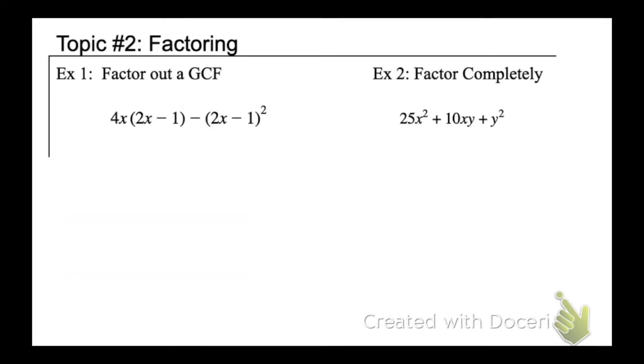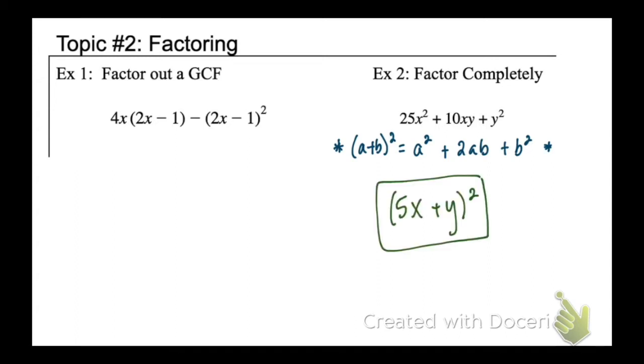Example number 2, we're going to factor this expression completely. The first thing I noticed with this problem is it's in the form of a sum of squares. I know this because 25x squared, we can take a square root of that and get 5x. Same thing with y squared, so both the ends are perfect squares. And then in the middle, we have an x and a y, and then 10, which would be my 2 times my 5. So I can quickly write this in the form 5x plus y squared.